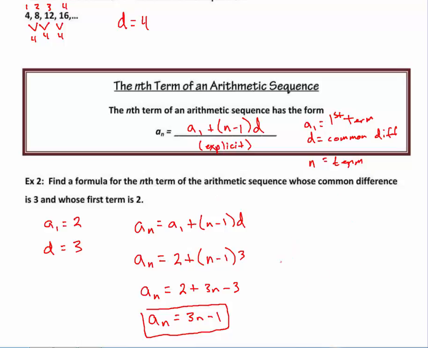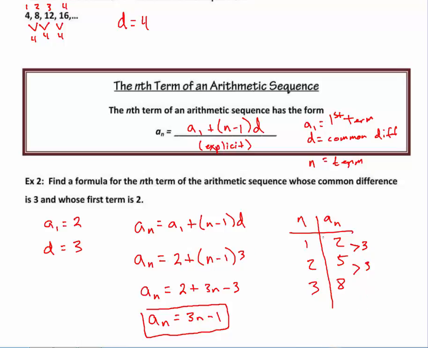And all that means is if we were to make an xy table, but instead we made an n, a sub n table, we can start to find our points. When n is 1, we already know that a sub n is 2. When n is 2, well, we plug it in here. We get 3 times 2 is 6. 6 minus 1 is 5. Okay, if n is 3, we could plug it in. 9 minus 1 is 8. And you can see that our common difference is 3, like it's supposed to be.